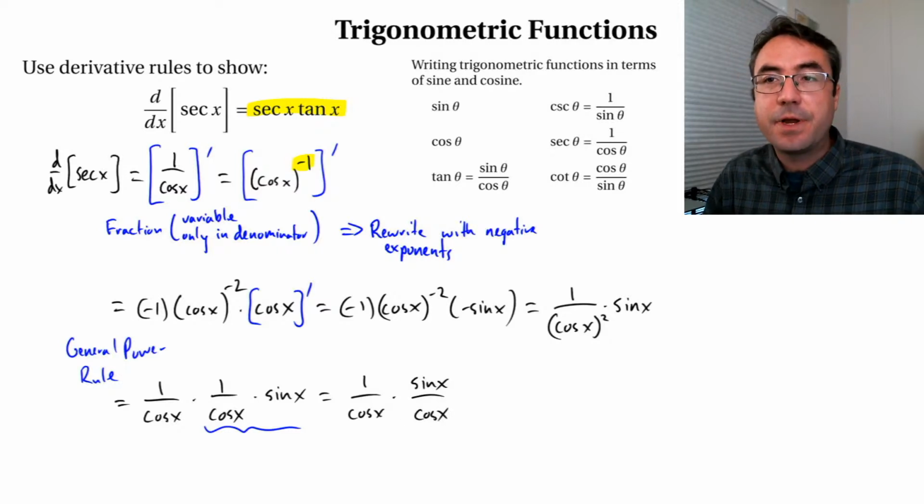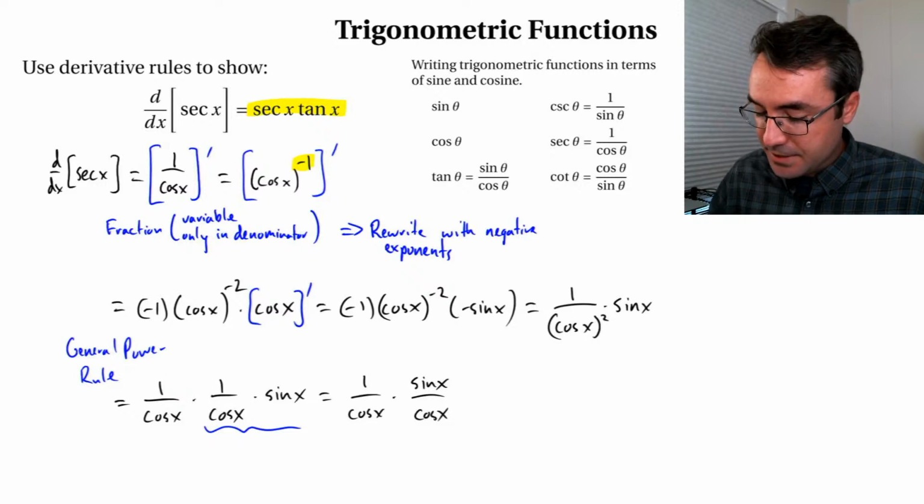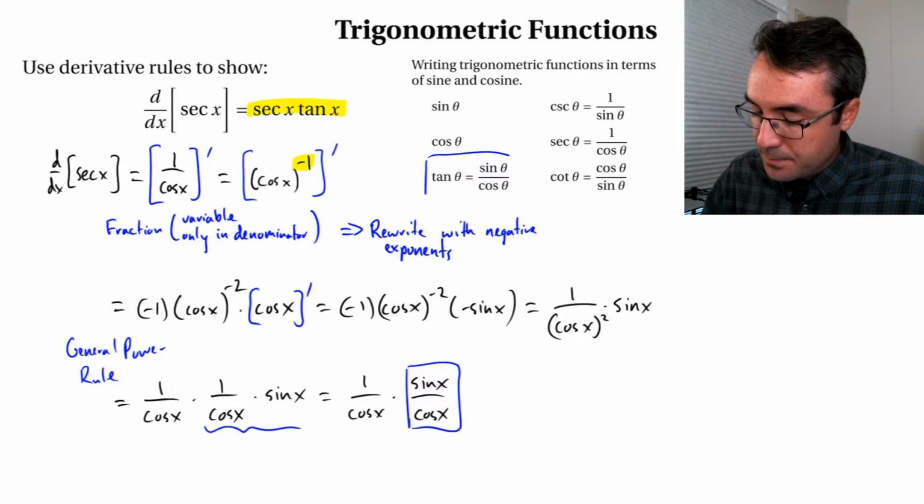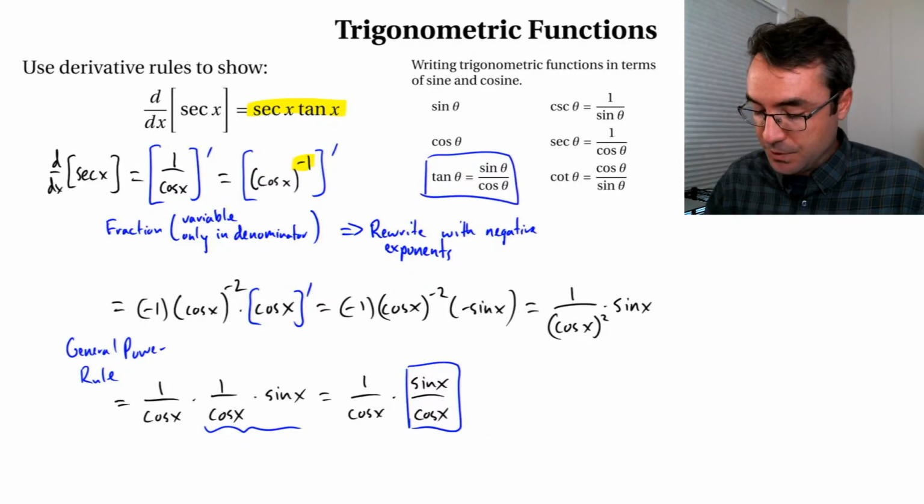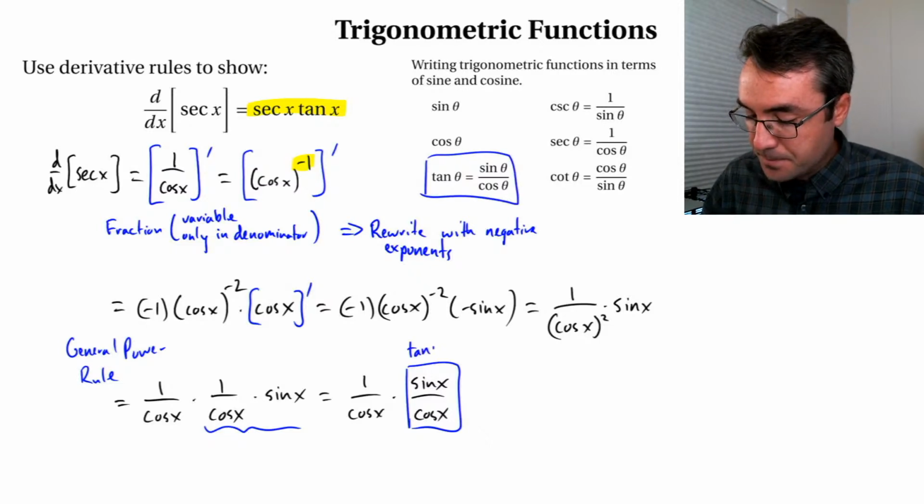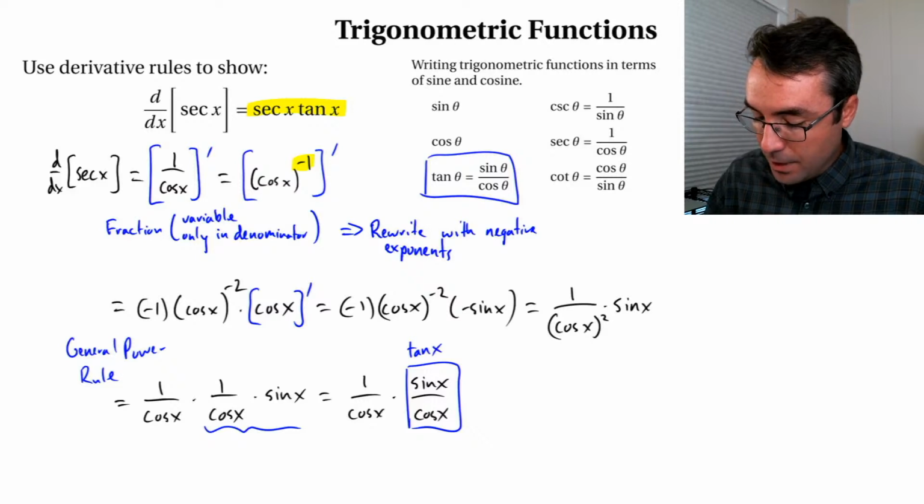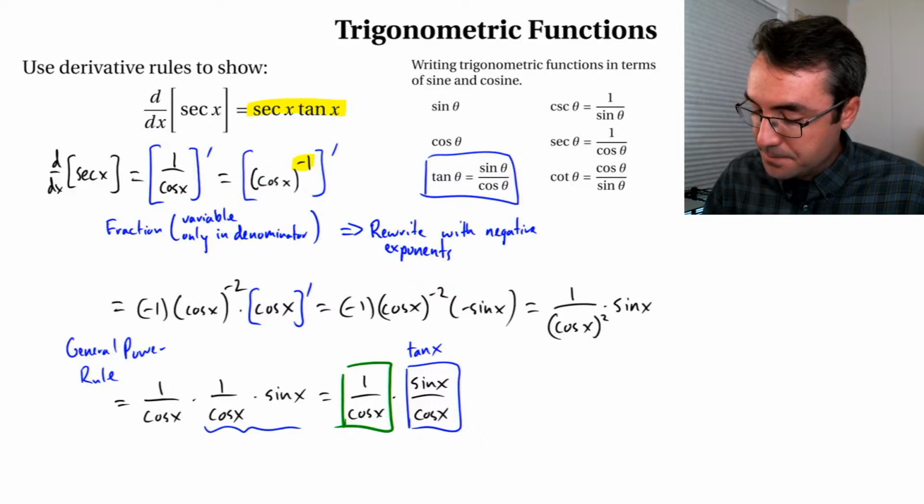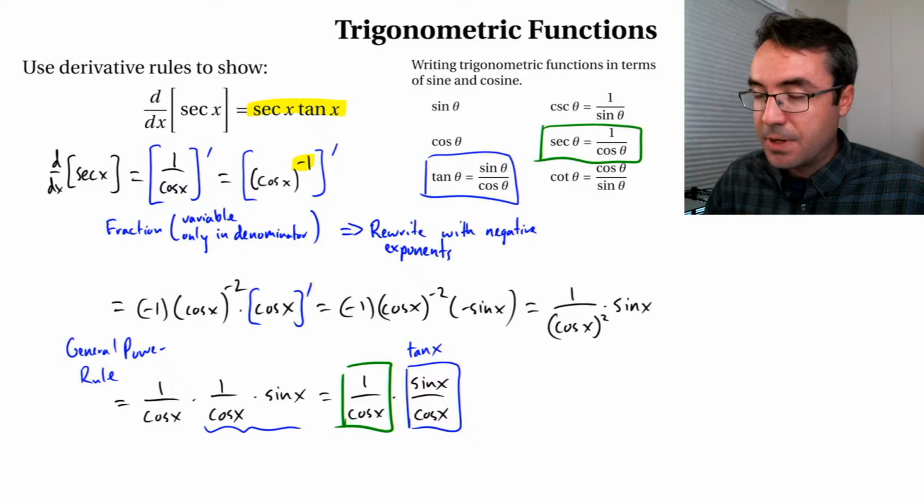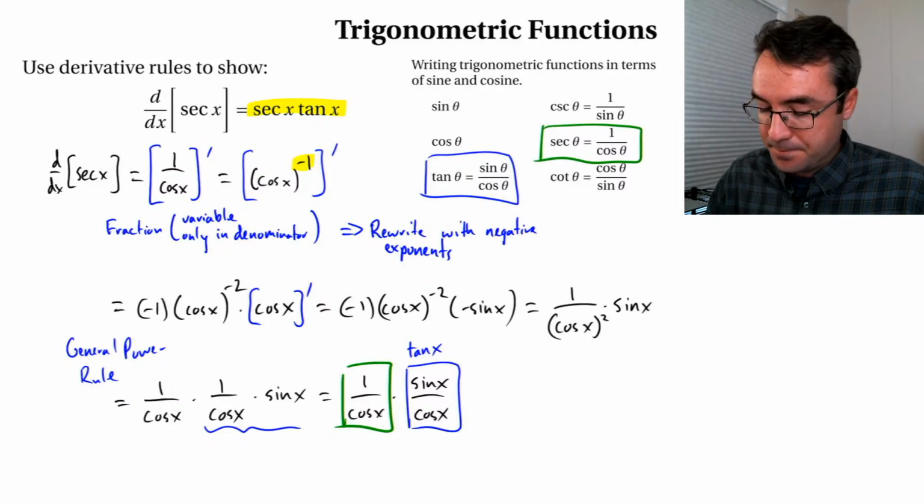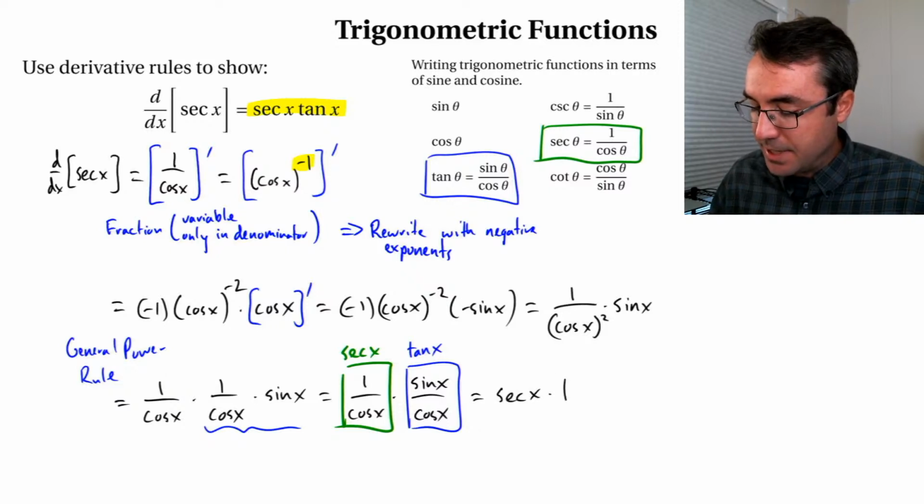And now if we look at our trig identities, sine x over cosine x becomes tangent, so this is going to become tangent x. And then 1 over cosine x is going to become our secant. So using those trig identities, we get secant x times tan x.